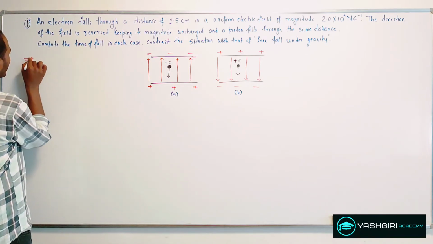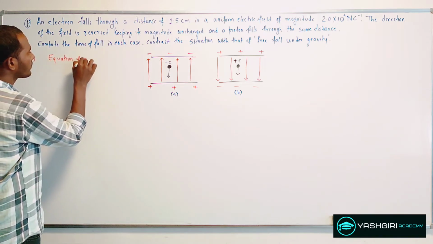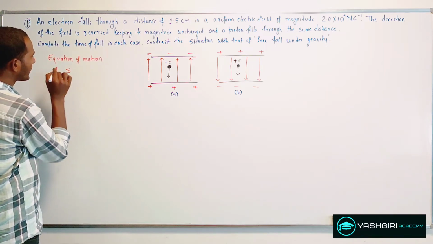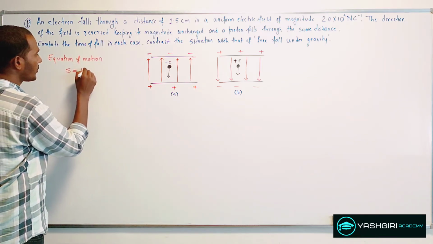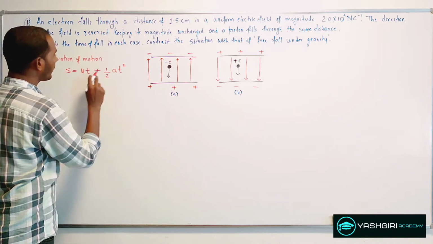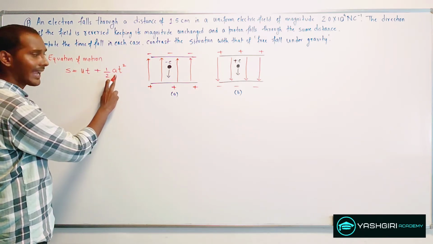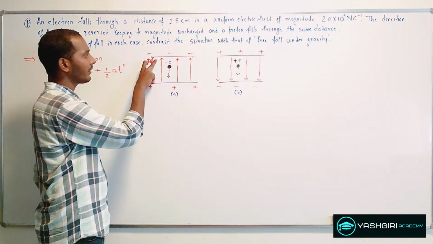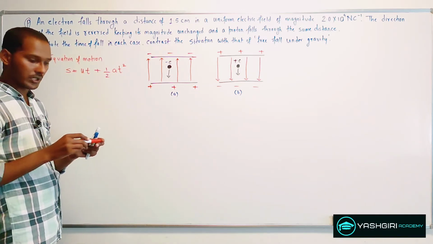From the equation of motion, I can have the displacement, that is the change in distance, equal to u into t plus half into a into t square, where u is your initial velocity, t is the time, and a is your acceleration. Now here if I say that the electron started from the rest position, in that case your initial velocity u will be equal to 0.